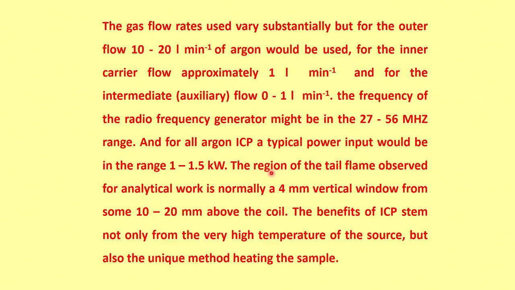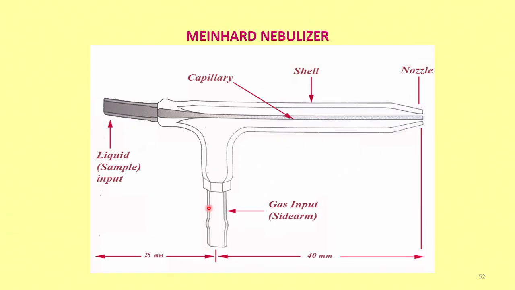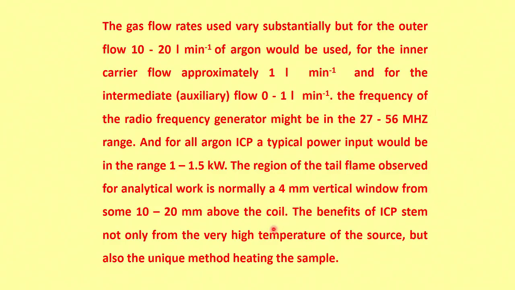So, the region of the tail flame observed for analytical work is usually a 4 mm vertical window from some 10 to 20 millimeter above the coil. Usually, if I remember this, that means the plasma will extend approximately 20 millimeter, but the sample measurement needs to be within a 4 mm vertical window.